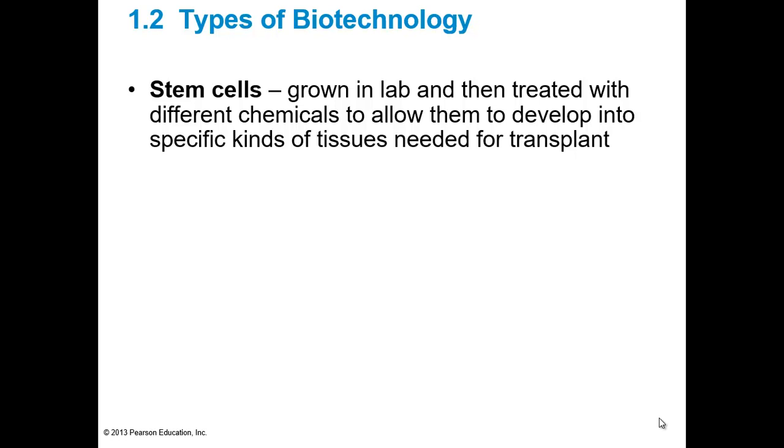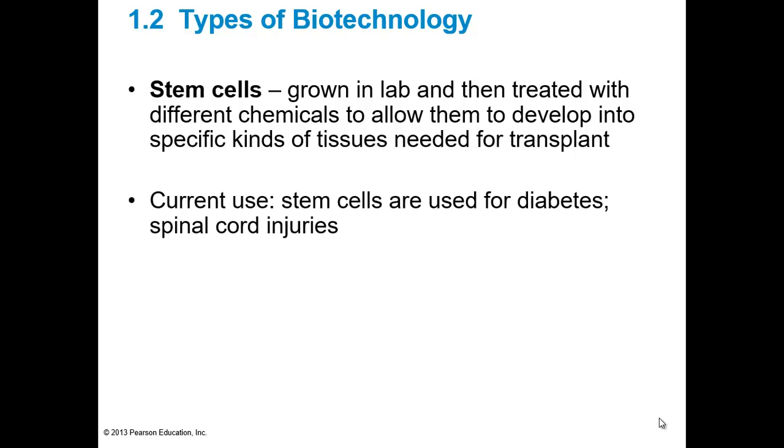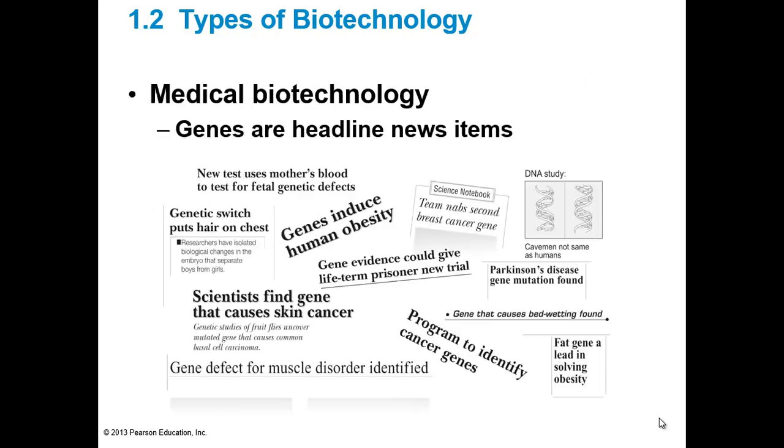You can use stem cells. You can seed stem cells on skin grafts. You can seed stem cells to do liver transplants and organ transplants. Although this is a very expensive technology, it's also very promising. Stem cells are currently used for diabetes to regenerate pancreas tissue. Also, they're starting to use this. This is more experimental, but they're starting to use this for spinal cord injuries to repair the spinal cord and reintroduce some function into the spinal cord.